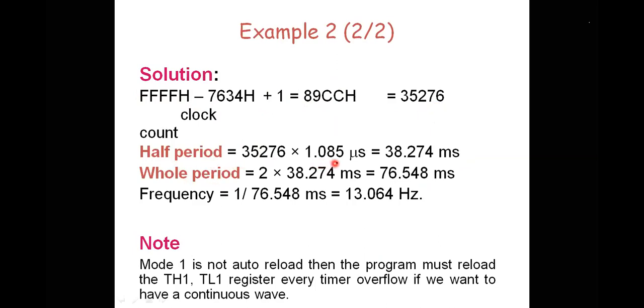Multiply with 1.085 microseconds, you are getting 38.274 milliseconds. This is the half period. If you want the delay for the whole period, you should multiply with 2. You are getting 76.548 milliseconds. So you got the whole time period. As you know, frequency is 1 by time period. So 1 by 76.548 milliseconds, you are getting 13.064 hertz. So this is how you can calculate the delay for the timer.